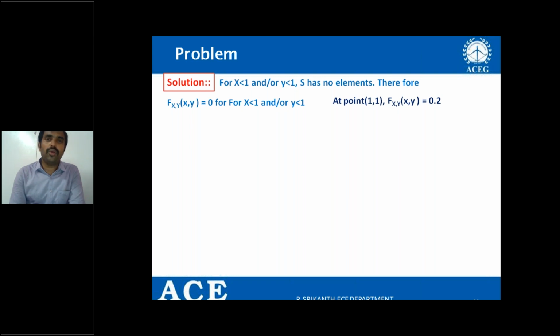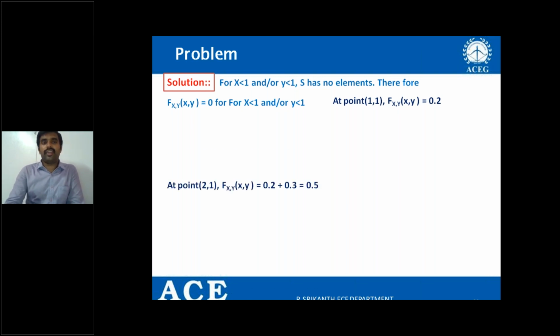Ultimately, it is equal to P(X less than or equal to 1, Y less than or equal to 1). Is it right or not? What is the definition of F_{X,Y}(x, y)? The definition is F_{X,Y}(x, y) equal to probability of X less than or equal to x, Y less than or equal to y. Is there any value before (1, 1)? No. Therefore, only we have to consider the probability value at (1, 1), which is equal to 0.2.